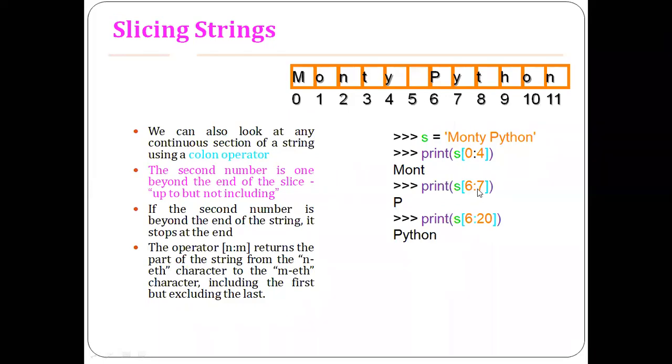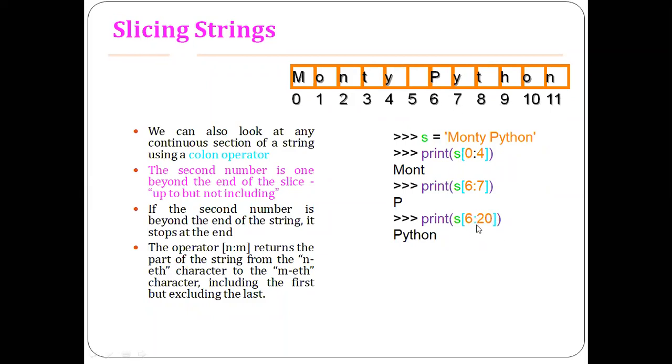Similarly, 6 colon 7 means that it will print only one character, because immediately after 6 we have 7, right? The 7th index will not get printed. That's why only one character will get printed, that is the one at index 6. So from 6 to 20 means that it will print only the characters up to the end of the string. Look at this one, 20.